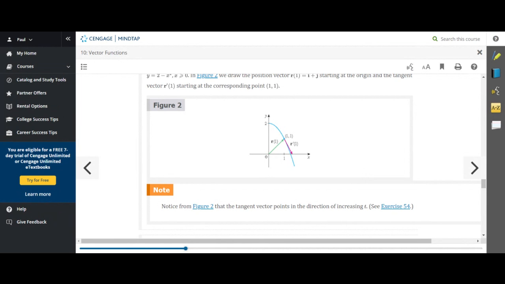And how could you interpret that r prime of 1 in terms of physics? If position is given by r1, that's the position of our particle at time equals 1, r prime of 1 would be the what of the particle at t equals 1? That vector would represent the velocity. That's right, the velocity vector. So we have velocity vectors. Good. Are there any questions on this?